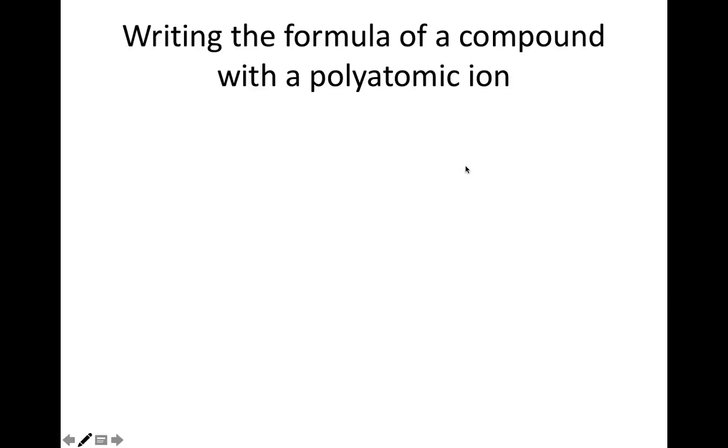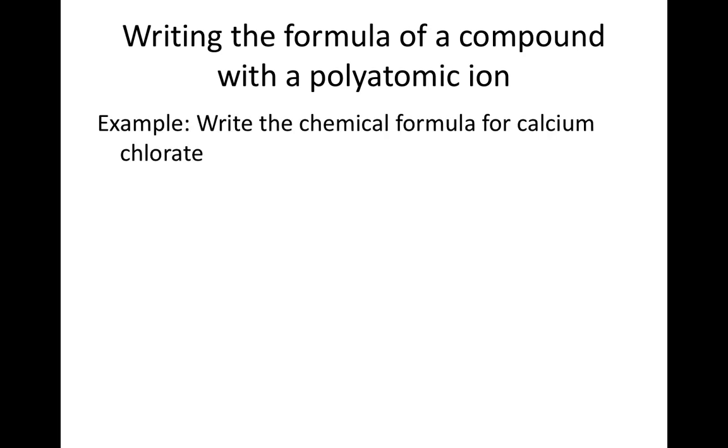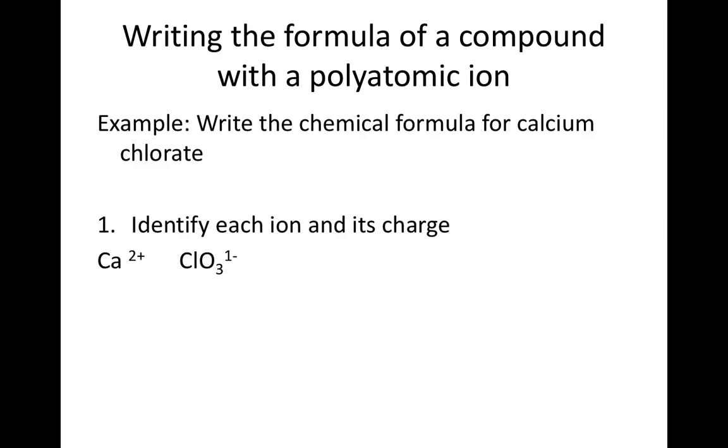So, writing the formula of a compound with a polyatomic ion. Write the chemical formula for calcium chlorate. Step 1, identify each ion and its charge. So we look at the periodic table and we find Ca2+. Chlorate is not going to be found on the periodic table.